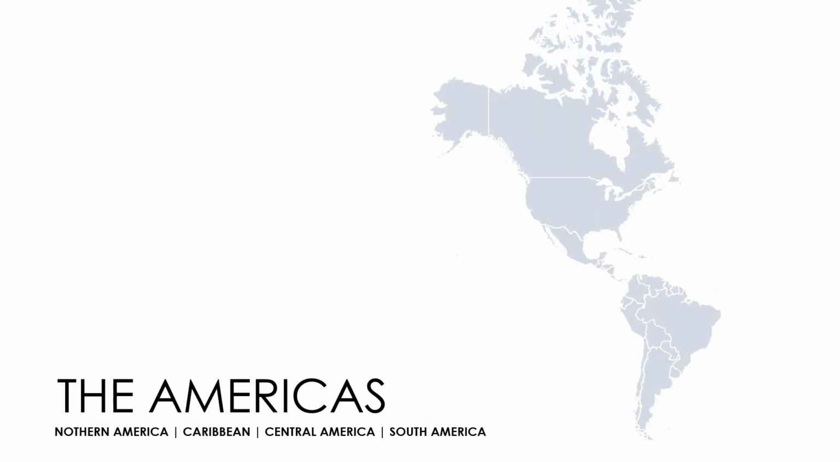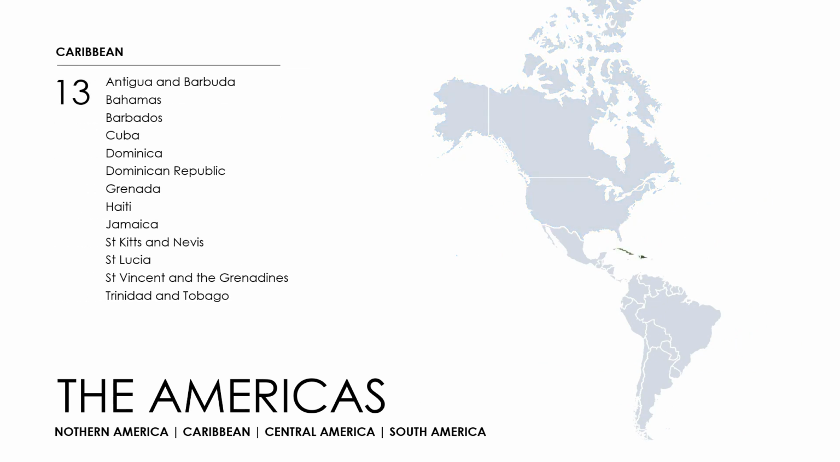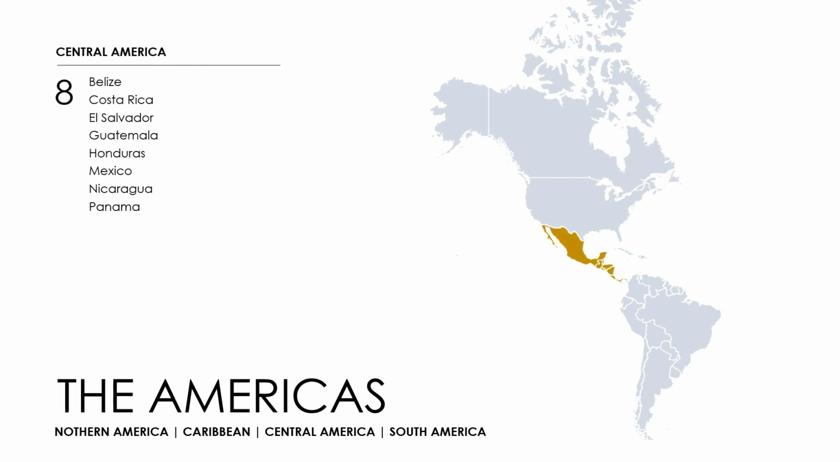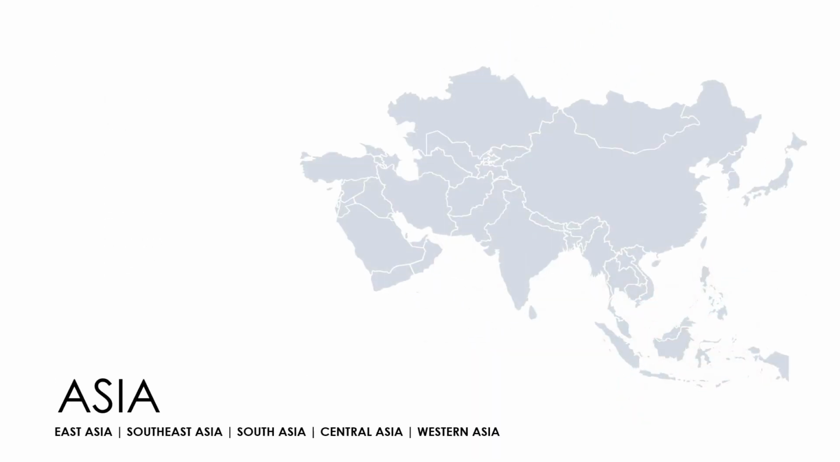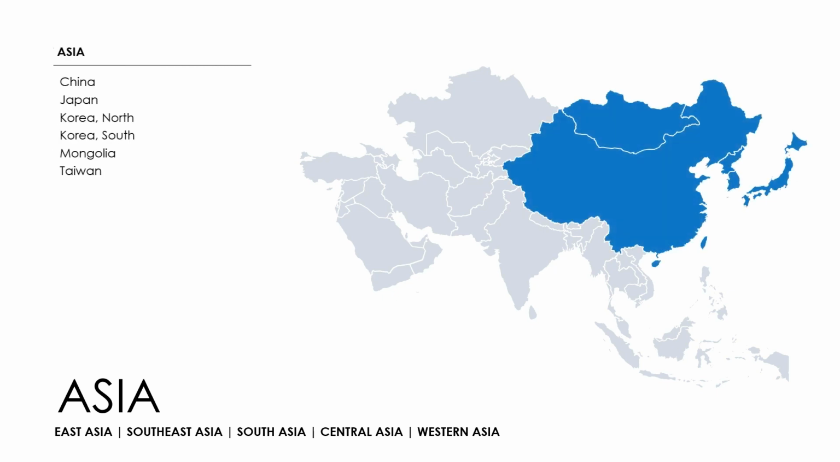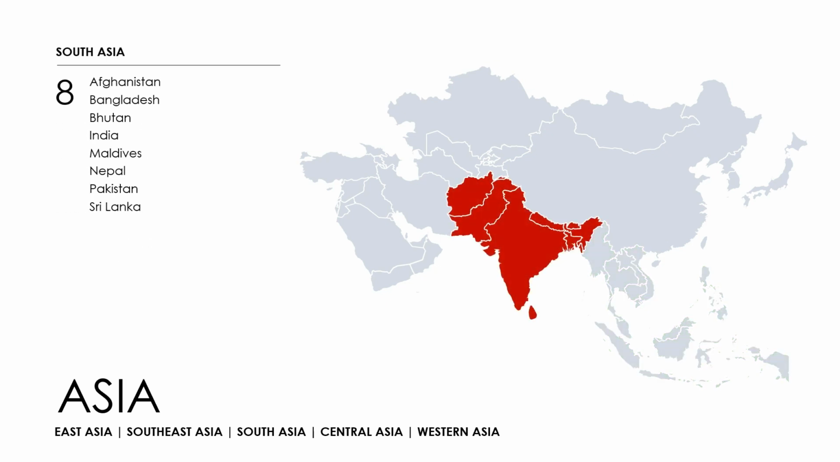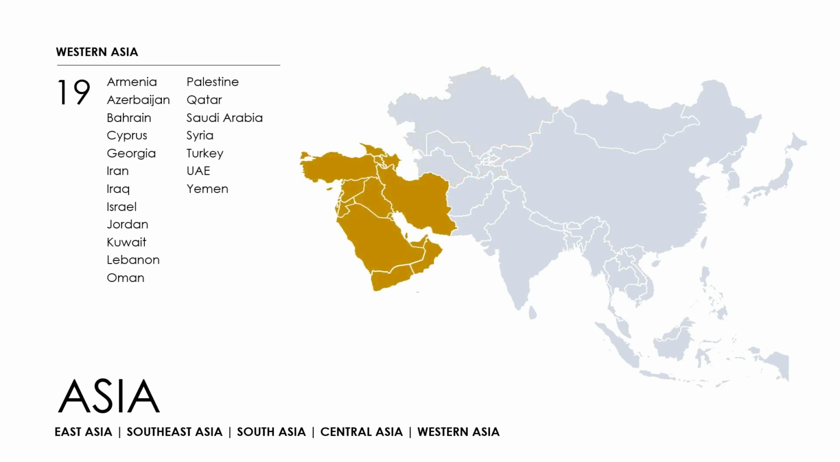There are 4 subregions in the Americas. Northern America with 2 countries, the Caribbean with 13 countries, Central America with 8 countries, and South America with 12 countries. Asia comprises 5 subregions. They are East Asia with 6 countries, Southeast Asia with 11 countries, South Asia with 8 countries, Central Asia with 5 countries, and Western Asia with the most number of countries, 19.